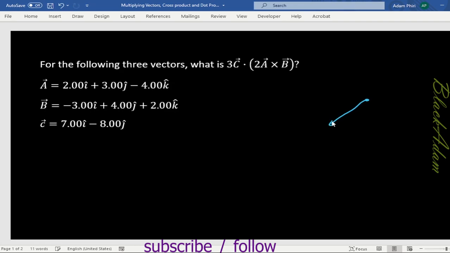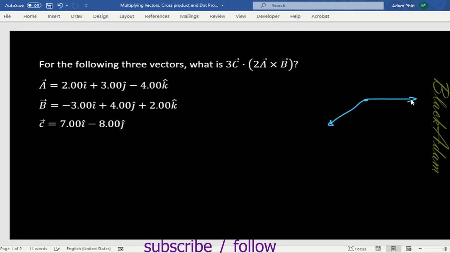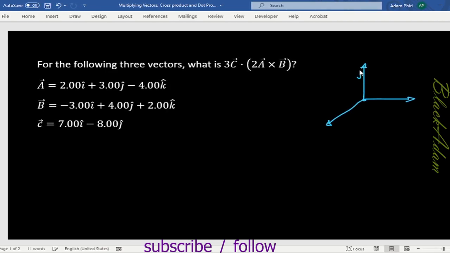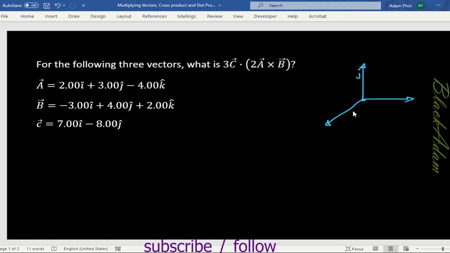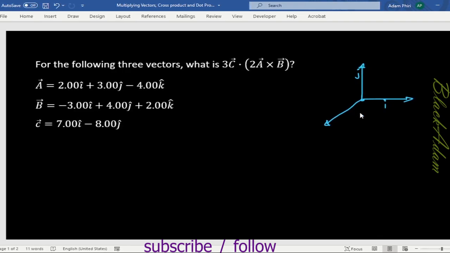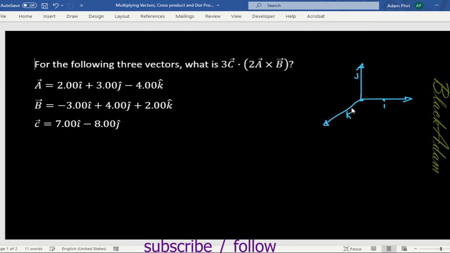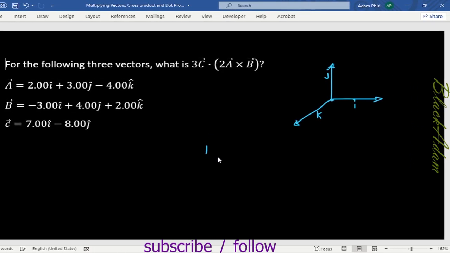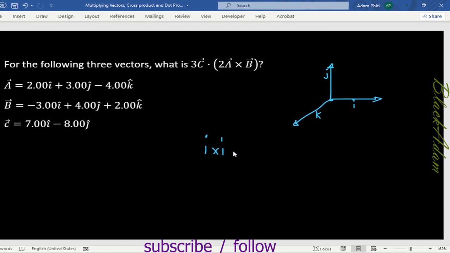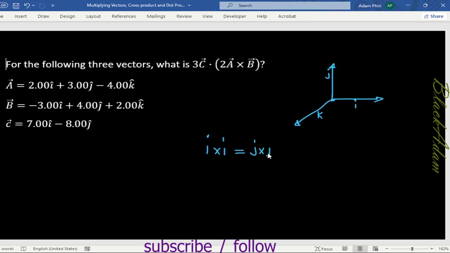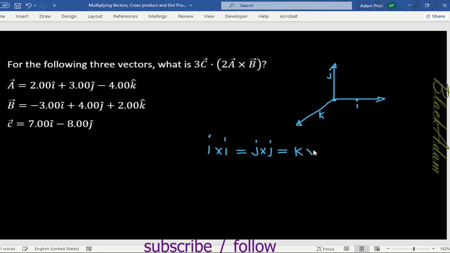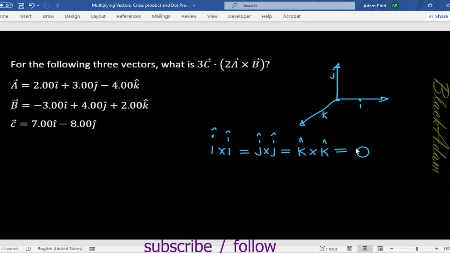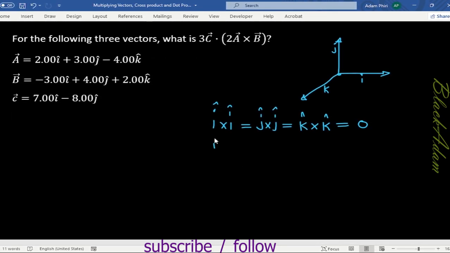So we have to multiply the cross product and the dot product. We start with the cross product. All we need to know is that we need to have the coordinates, which is j, due north, and then due east is i, and then due south, southwest is k. And we also need to know that i cross i, j cross j, k cross k is equal to 0 according to the cross multiplication.